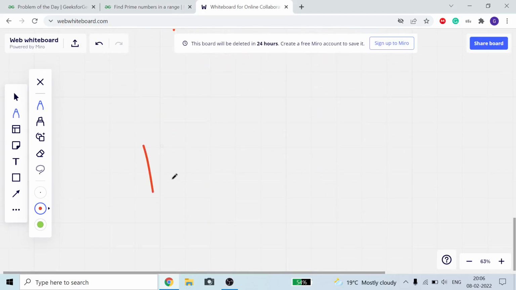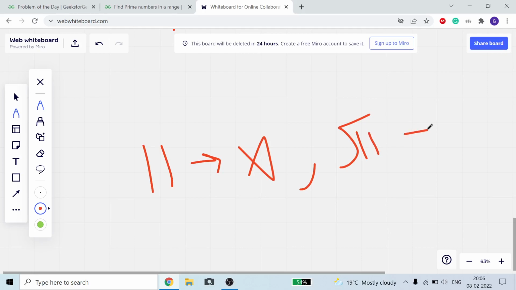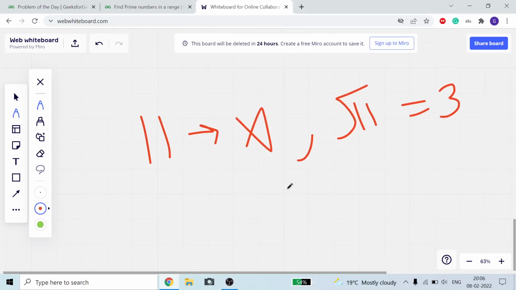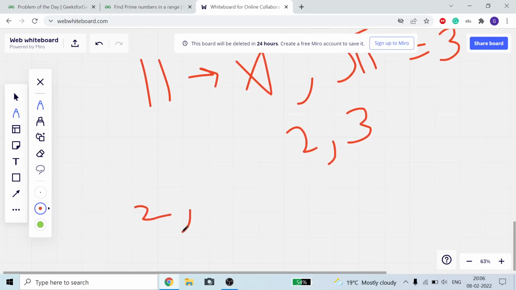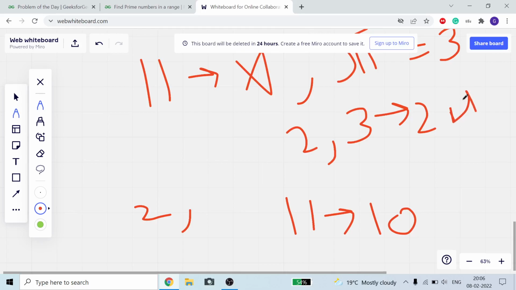And for 11, I will take 11 as an example also. The factors of 11 are none. You will run a loop till the square root of 11, that is equal to 3 point something. So you will just check for 2 and 3. Otherwise, if you check for all the numbers up to 11, then you have to run this loop from 2 to 11. So it will decrease your 10 iterations to only 2 iterations. So it will decrease your time by a very huge amount.